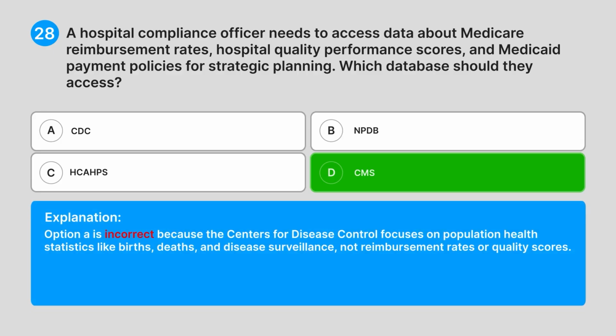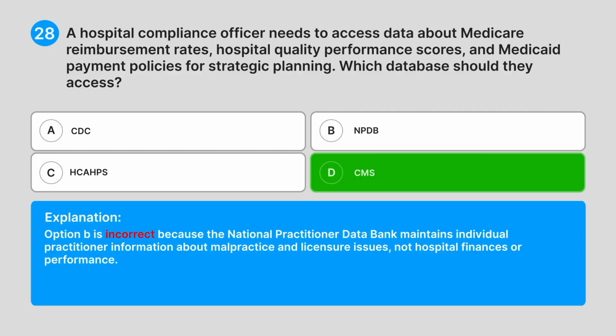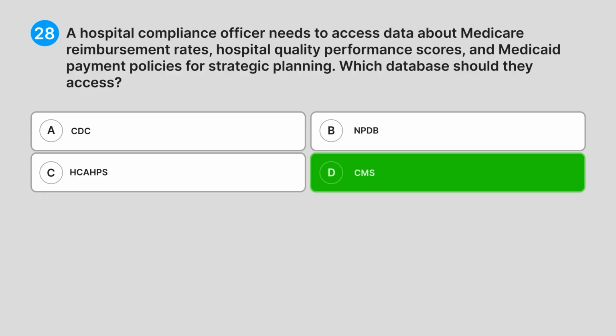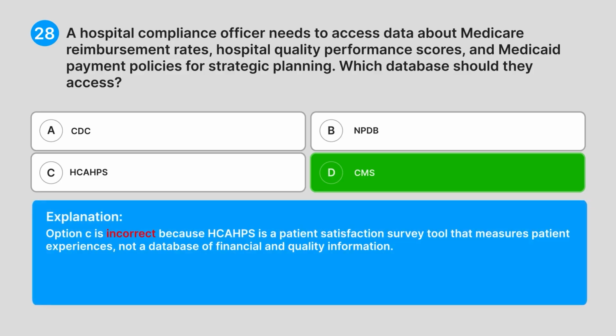Option A is incorrect because the Centers for Disease Control focuses on population health statistics like births, deaths, and disease surveillance, not reimbursement rates or quality scores. Option B is incorrect because the National Practitioner Data Bank maintains individual practitioner information about malpractice and licensure issues, not hospital finances or performance. Option C is incorrect because HCAHPS is a patient satisfaction survey tool that measures patient experiences, not a database of financial and quality information.